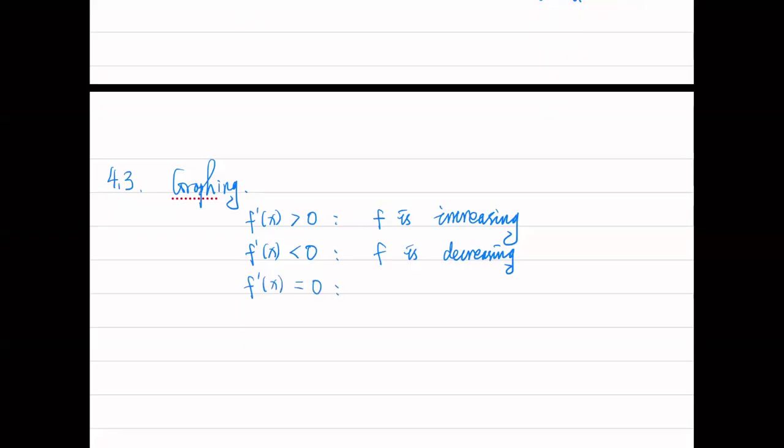Okay, Sophia, if the derivative is zero, what can I say about the graph? Is it increasing, decreasing, or the same? That means the graph is the same. Okay, so in this case, it's possible it's increasing, it's possible it's decreasing, it's possible it's the same. We cannot tell. So this time, I have to say inconclusive.